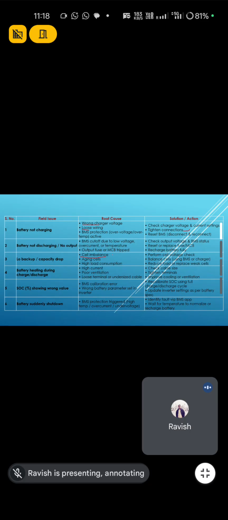Also, you have to check high load consumption. If the customer connected a high load to the battery, for example your battery capacity is 48 volt, 4.8 kilowatt, but the customer connected a 5 kilowatt or 6 kilowatt load, then you will get the low backup.